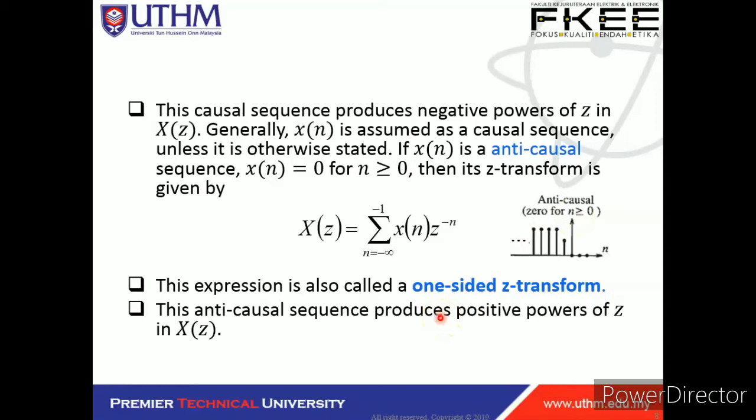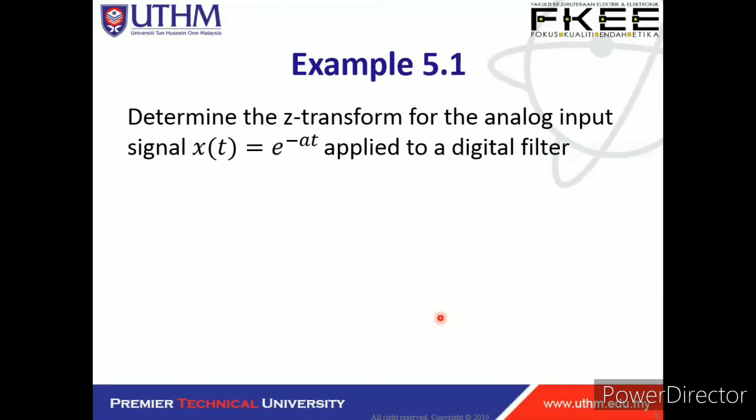So this is the equation that you need to memorize to find the Z transform by using the definition. So let's see the first example, example 5.1. We need to determine the Z transform for the analog input signal x(t). So we are given the analog signal. This signal is applied to a digital filter.